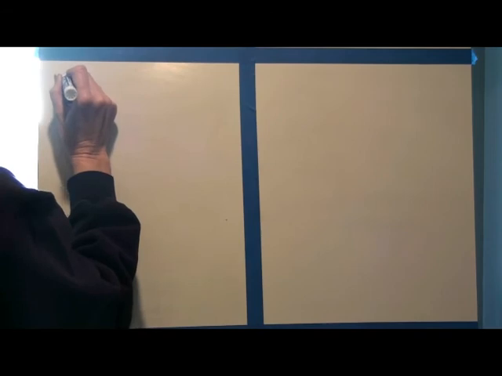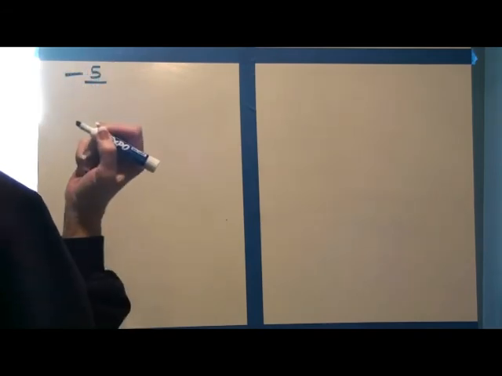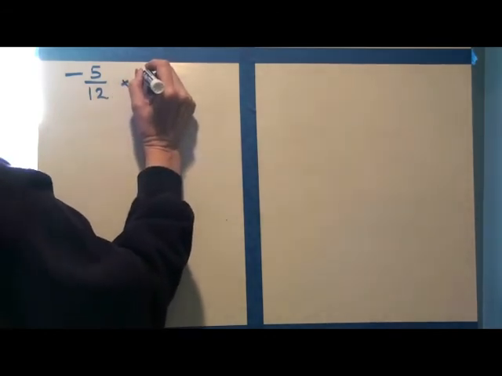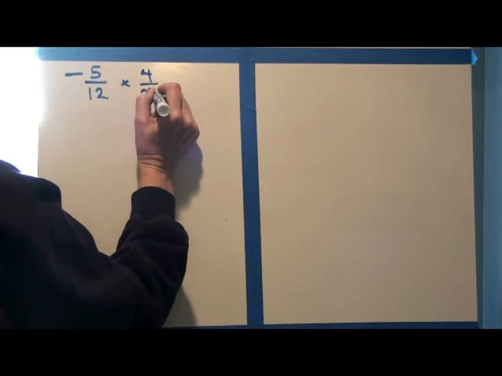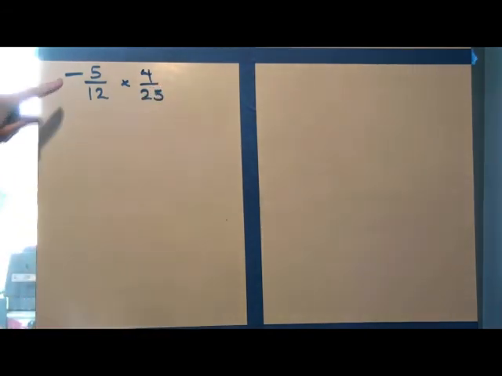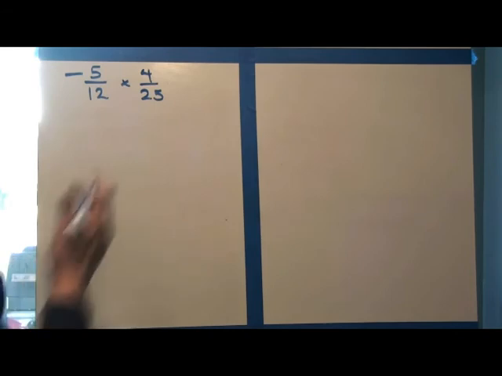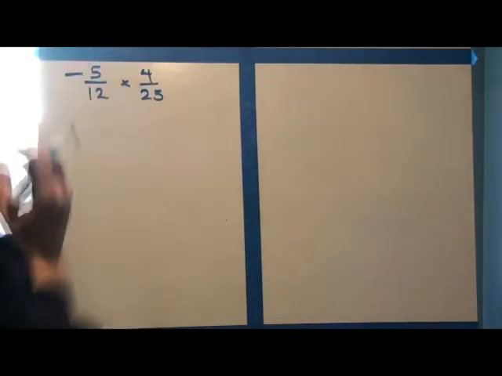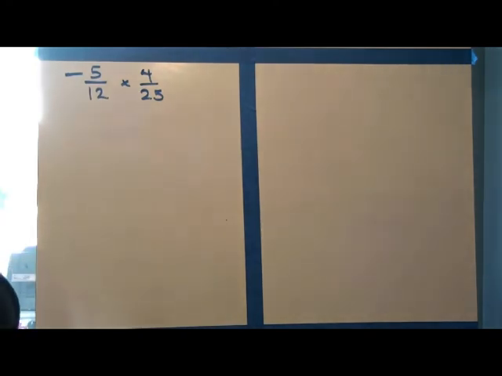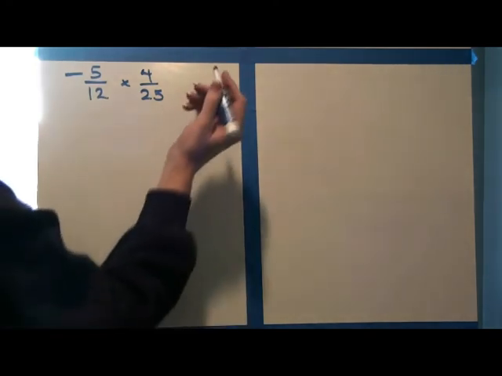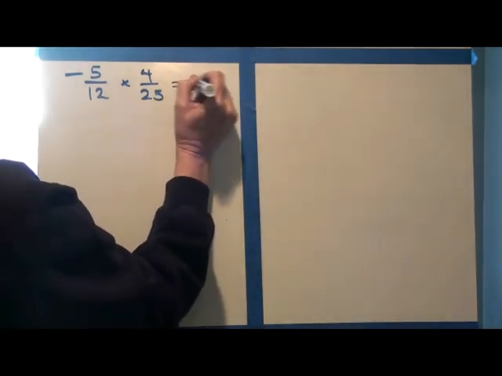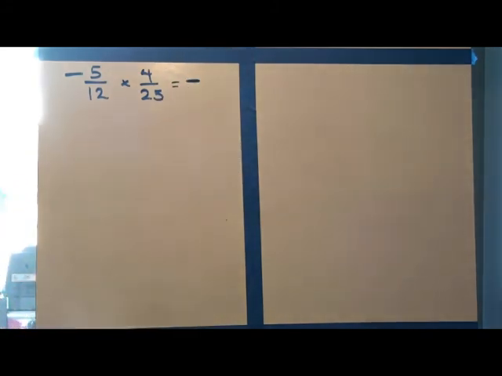So for instance, if we have negative 5/12 times 4/25. The only thing that's changed about that problem is that there's a negative out in front. But let's just say these were whole numbers. If you had negative 5 times positive 4, what kind of answer would you get? You would get a negative answer. So we're just going to multiply these two fractions like normal, but we're going to make sure that our answer is negative. Follows the same rules as integers.